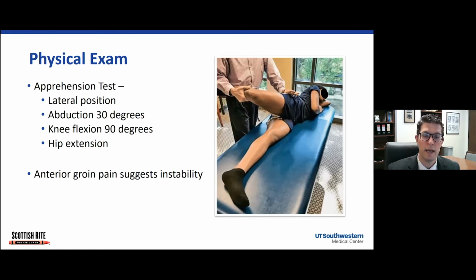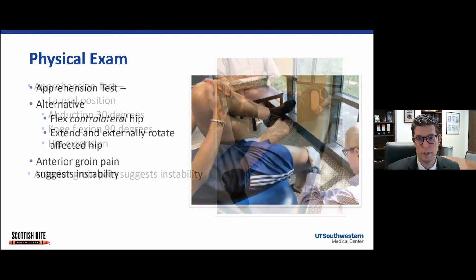By having the patient lay in the lateral position, you can then abduct their leg 30 degrees away from midline, flex their knee 90 degrees, and then gradually bring them into extension. For the patient who has relative anterior uncovering of the socket from dysplasia, you're bringing the ball right against that area, and either reproduction of pain or a sensation of apprehension is a positive test and suggests there may be some instability or dysplasia.